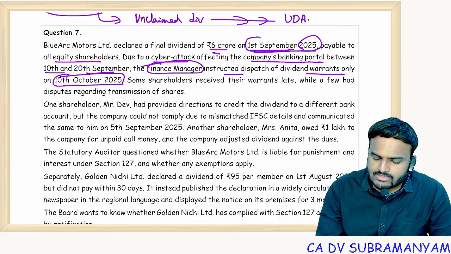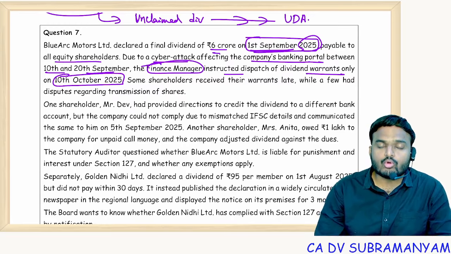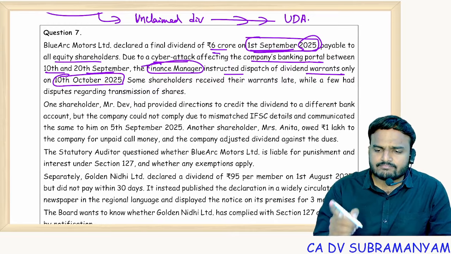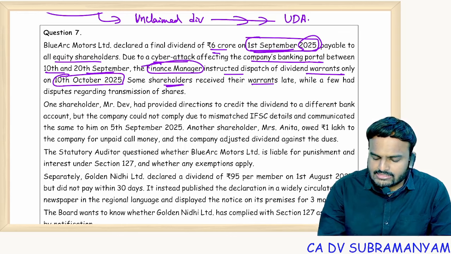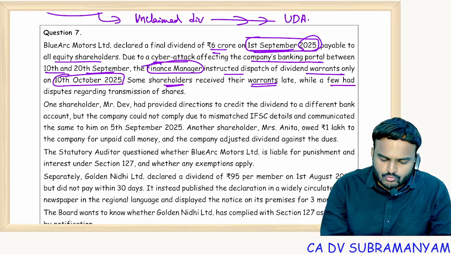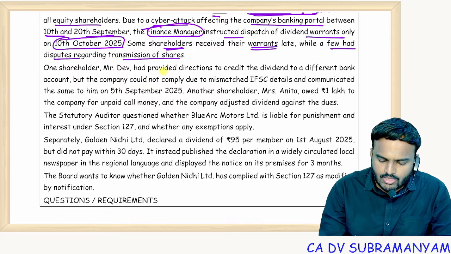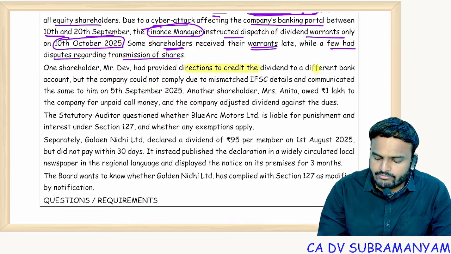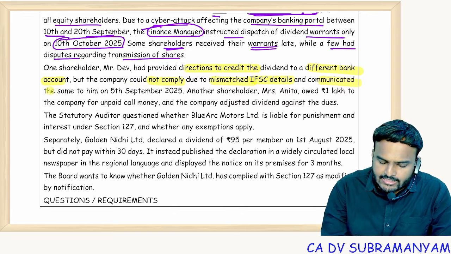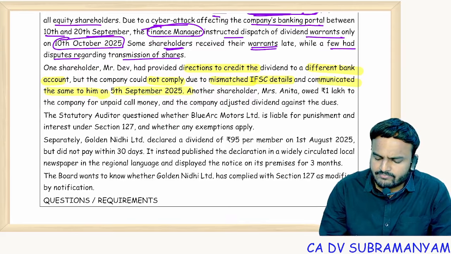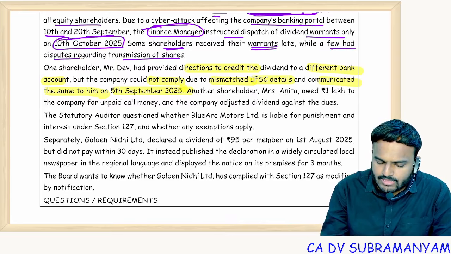See, when it was declared 1st September and when they posted them 10th October, that is more than 30 days. Is it beyond the control of the company or not? We need to check. Some shareholders received their warrants late, while a few had disputes regarding transmission of the shares. One shareholder, Mr. Dev, had given directions to credit the dividend to a different bank account, but the company couldn't complete it due to mismatched IFSC details and communicated the same to him immediately. And that fellow didn't update the mode of payment. Okay, so company mistake or no mistake?